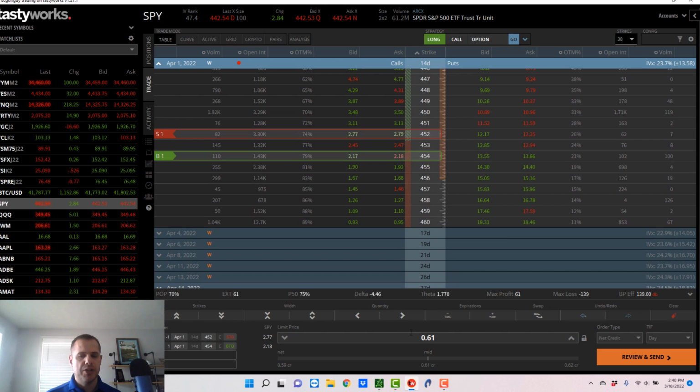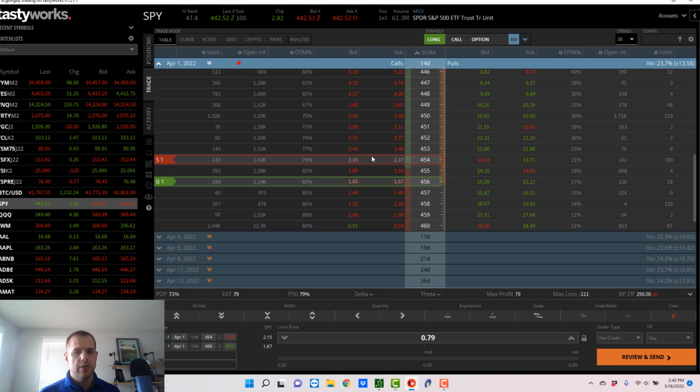Now I'm looking at a spread that's trading for 61 cents. Remember, I want to get a spread on that gives me right around a 50-cent credit. So let's move it one more time. Let's move them down to 456 and 454. Now it puts me right on top of 50 cents mid-price. That's great. That's the number I'm looking for.